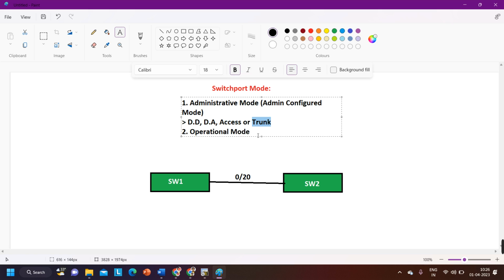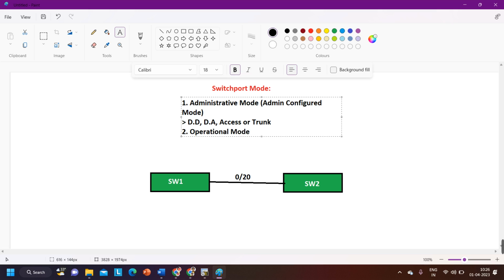After that, the next mode is operational mode. Guys, operational mode is operating mode. Suppose you have configured the administrative mode as dynamic desirable, so maybe that port will become trunk, or maybe that port will become access. That is operational mode, meaning the output. The operating switch port mode is nothing but operational mode. That switch port is operating in which mode?